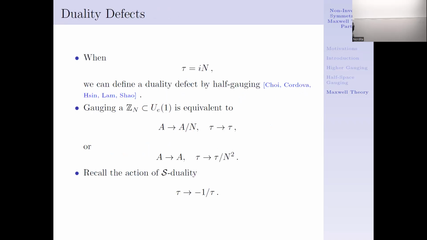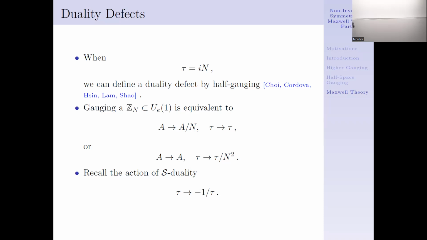Yeah, so that's about condensation defects. Let me now move to duality defects. Let me quickly review the S-duality case, which we're going to generalize, trying to realize defects that implement not just S-duality but SL2Z. This group of people, about two years ago, made the observation that when tau is equal to i times an integer, we can define a topological defect that acts like S-duality on line operators.